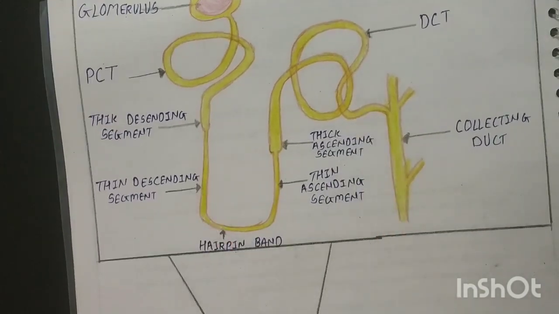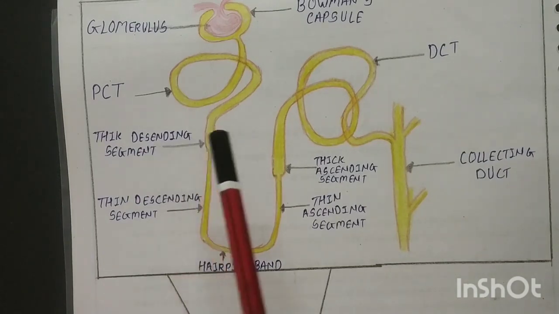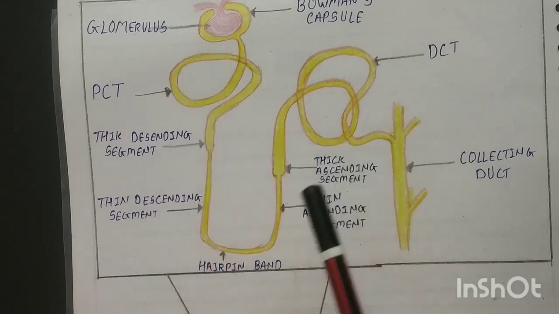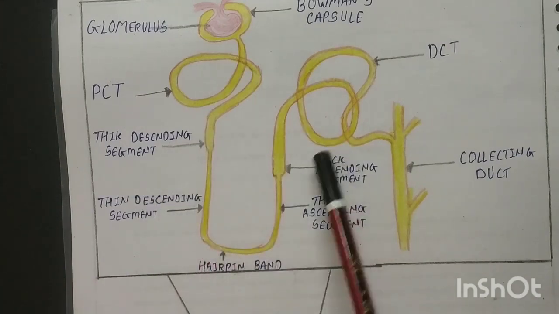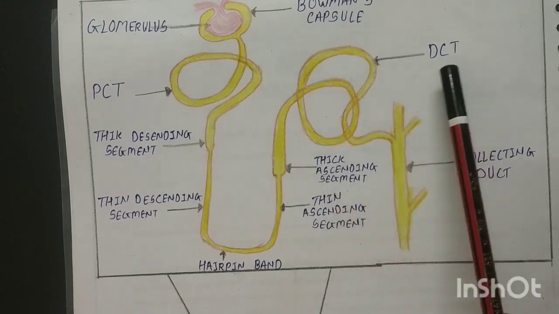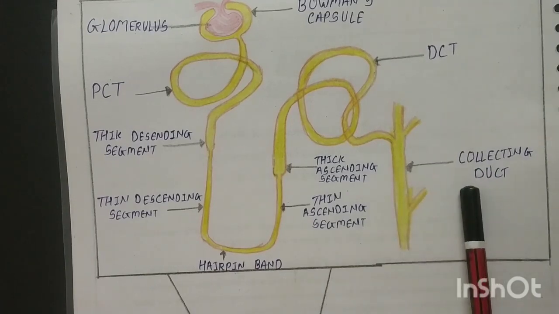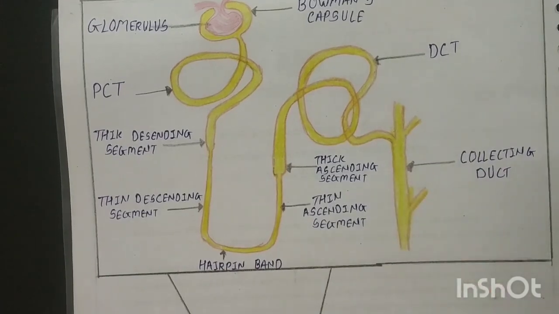another part of the tubular portion of the nephron is known as the loop of Henle. Here you can understand that the tubular portion of the nephron is further divided into four parts. The first one is the PCT, proximal convoluted tubule. The second one is the loop of Henle, which is all these parts. The third one is the DCT, distal convoluted tubule. And the last and fourth one is known as the collecting duct.